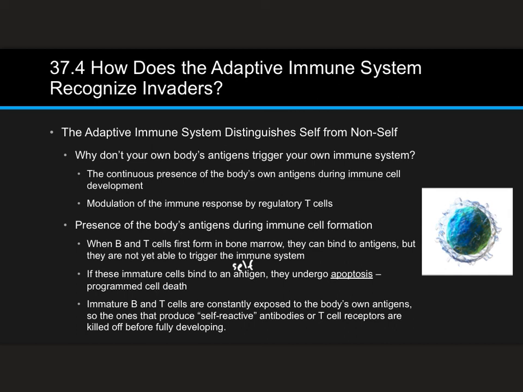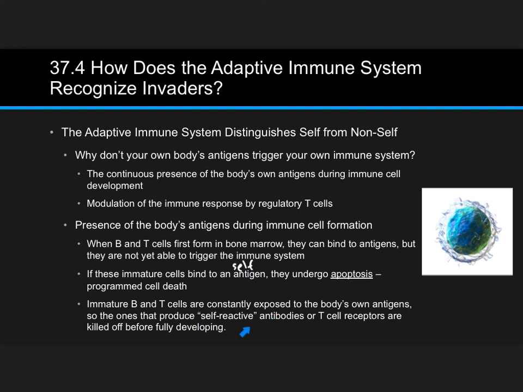They basically kill themselves off because they would start producing antibodies to your own antigens, which would not be good. So the ones that bind to self-antigens, things within you, kill themselves off. Immature B and T cells are constantly exposed to the body's own antigens, so the ones that produce self-reactive antibodies or T cell receptors are killed off before fully developing, which is what we were just saying: if they accidentally get stuck with these self-antigens sticking to them, they die off.